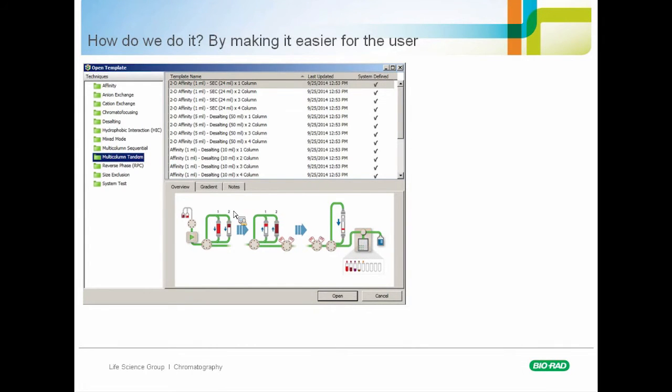So just to explain what we're seeing here, we have two affinity columns on one column selection valve. We're loading via the sample pump. We're sequentially loading two different samples onto these two different affinity columns. That's what's represented in the left-hand side here. After the loading is completed, we can then sequentially elute from the affinity column and capture the target into the static loop.